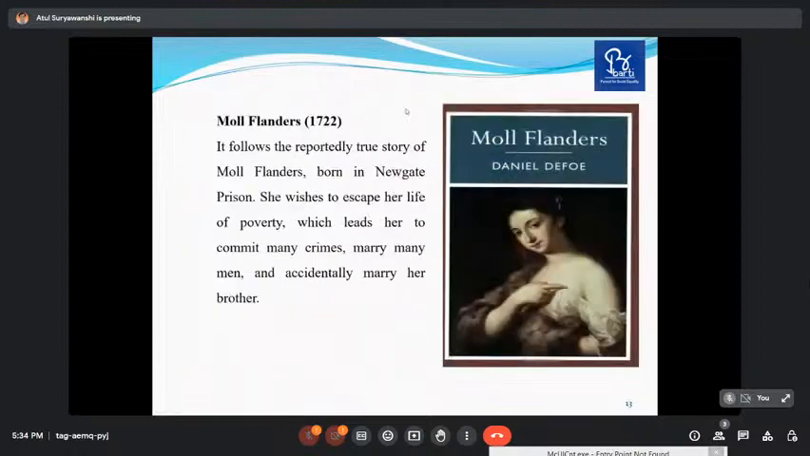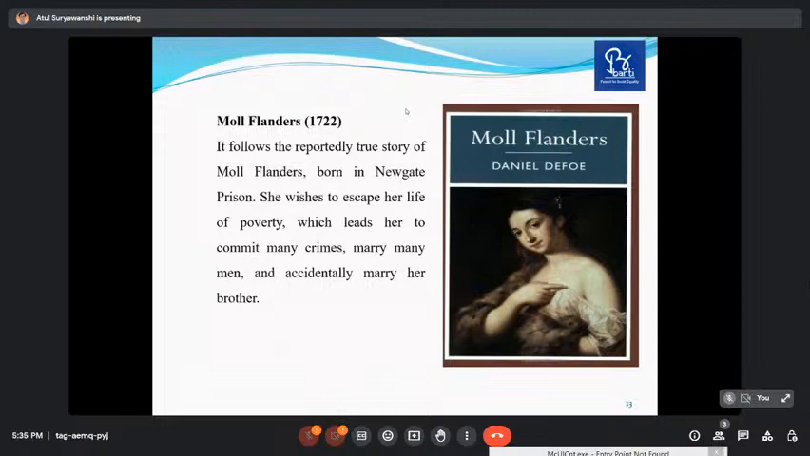The second prominent work written by Daniel Defoe, which was published in 1722, is entitled Moll Flanders. As I told you, the very word moll signifies prostitution. A whore, a tart, has been described by Daniel Defoe. But it is not filthy. Daniel Defoe wants to highlight the problems, the sufferings and the sentiments, the feelings of a woman through Moll Flanders. It follows reportedly the true story of Moll Flanders, born in Newgate prison.